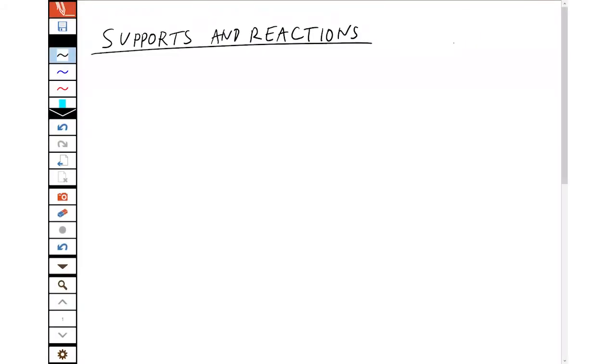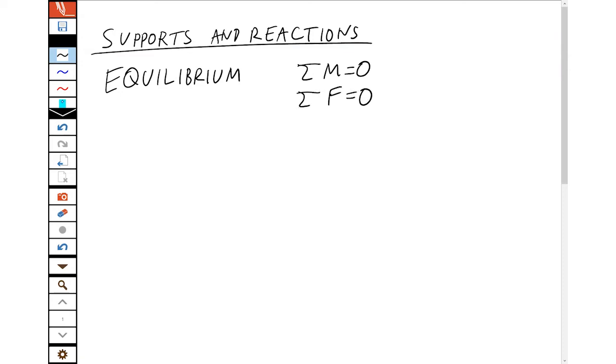Supports and reactions, well, what are they? Well, we know in an engineering statics course we're going to be doing a lot of equilibrium problems, which means all the moments add up to zero and all the forces add up to zero. And we look at the moments first because that'll help us solve everything a lot faster. We take the moments around the pivot point with the most unknown forces. Well, what forces do we have to deal with?